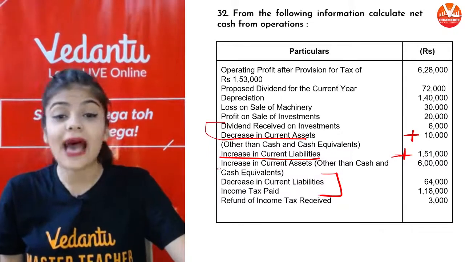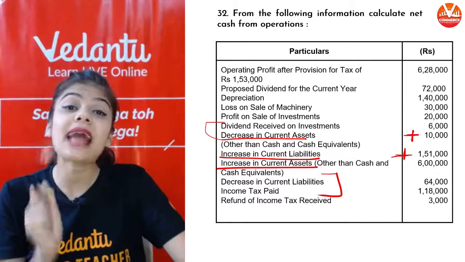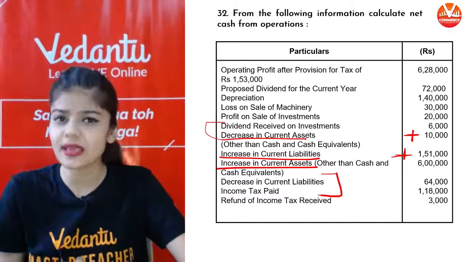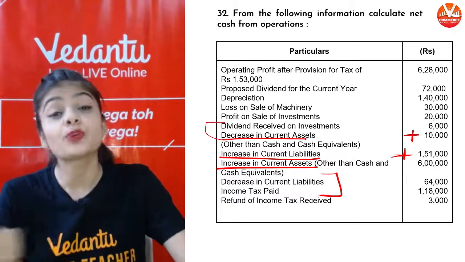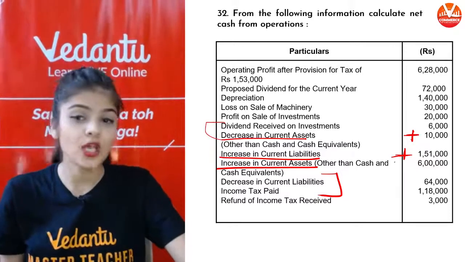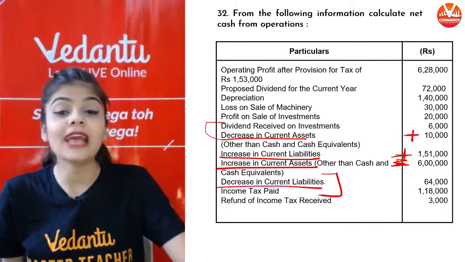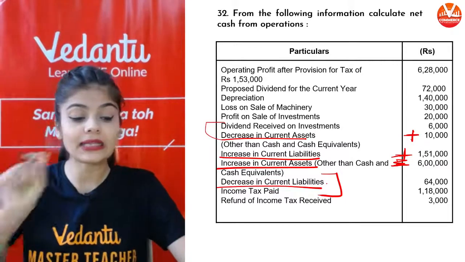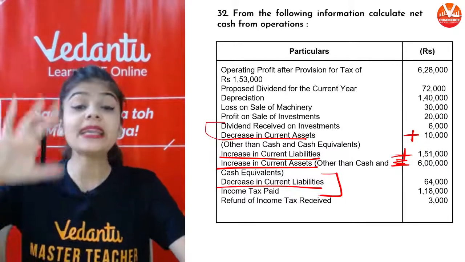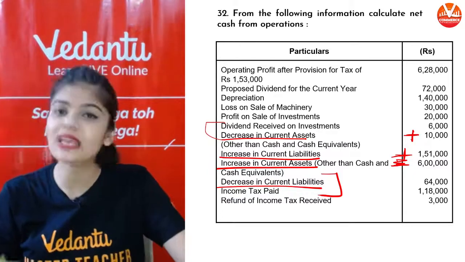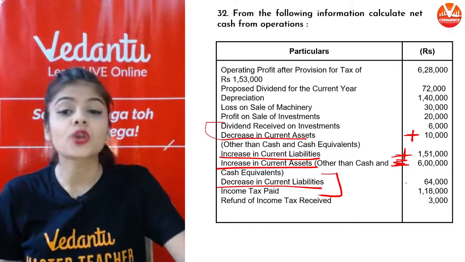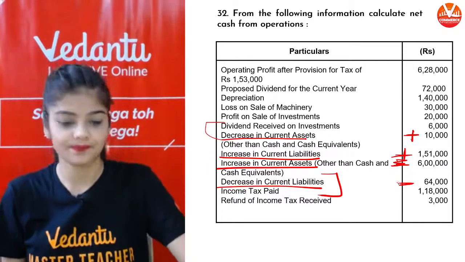Then we have increase in current asset. Your asset is increasing, which is a profit. So profits are subtracted. So 6 lakh will be subtracted. Then we have decrease in current liability. Your liability is decreasing, which is again a profit. So it will be subtracted.